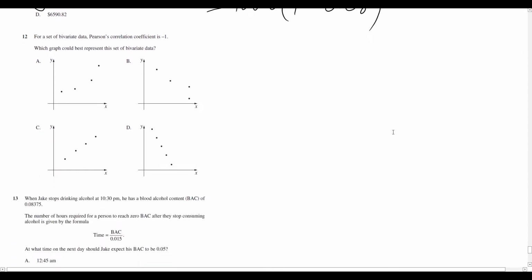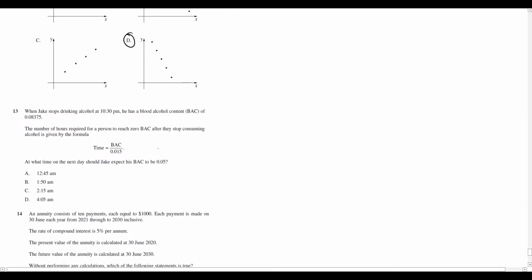Alright, question 12. So for a set of bivariate data, Pearson's correlation coefficient is -1. So which graph could represent this set of bivariate data? Okay, so a correlation coefficient of -1 essentially means that it's just going to be straight down like that. And so we see that the only option that's somewhat fitting to that sort of correlation is going to be option D.